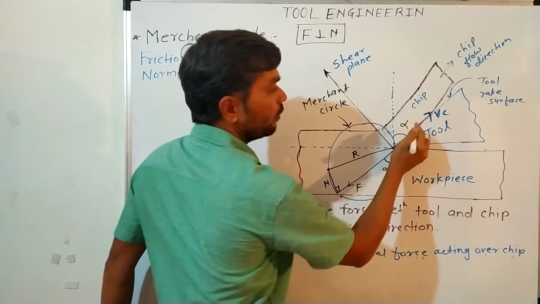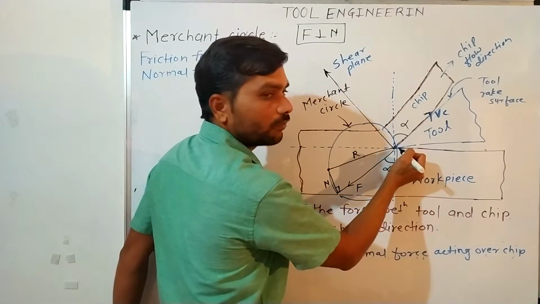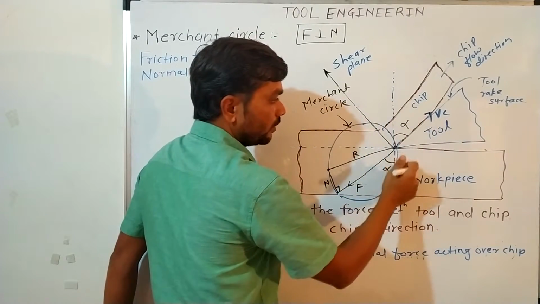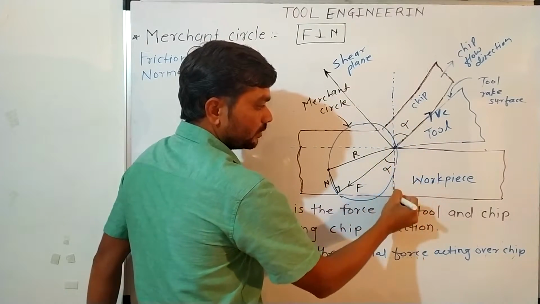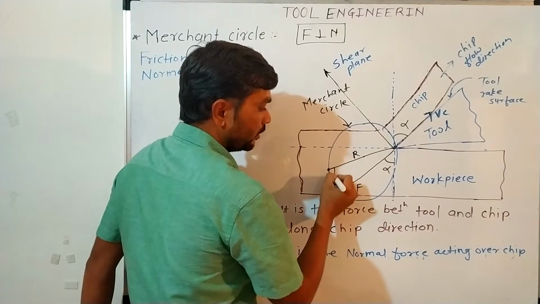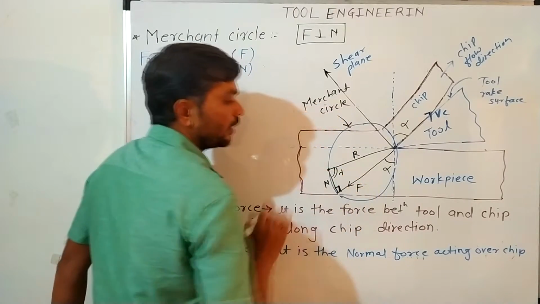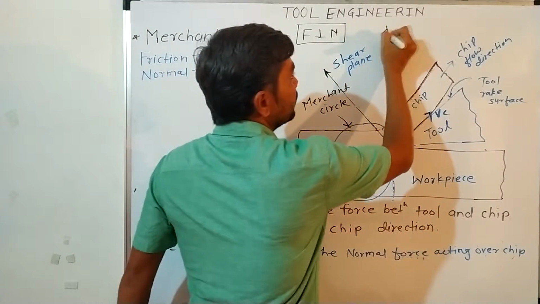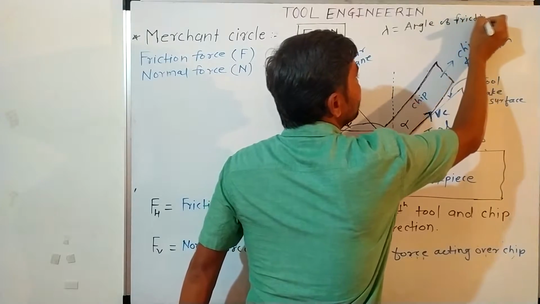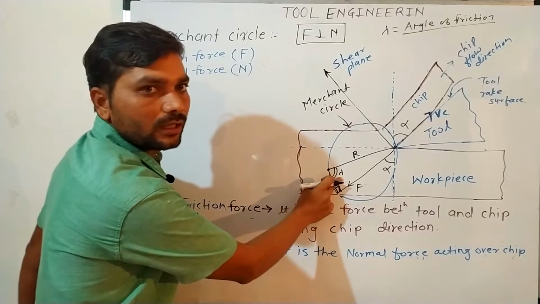Here we have a rake angle. This alpha represents the rake angle between the vertical line and the tool rake surface. With the help of geometry, this is again our alpha angle. This is the perpendicular angle, and we have to find this angle, which is known as lambda. Lambda is known as the angle of friction.